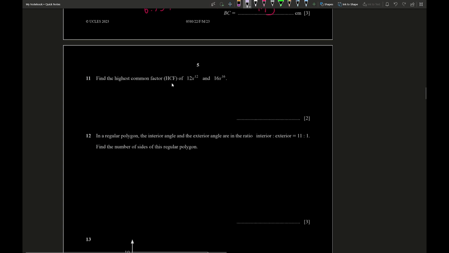So question number 11. Find the highest common factor of 12x raised to the power of 12 and 16x raised to the power of 16.